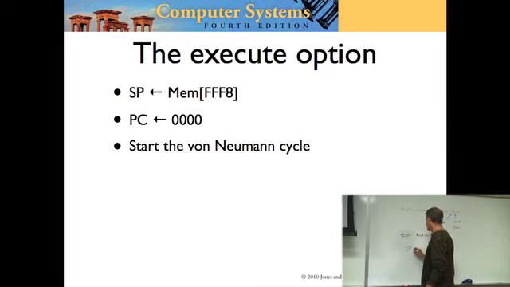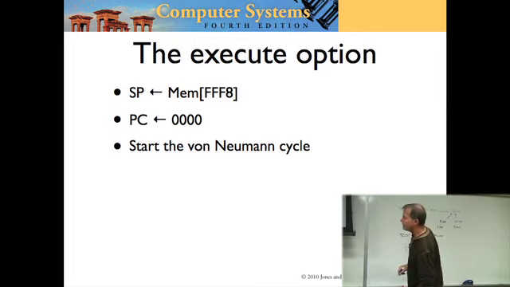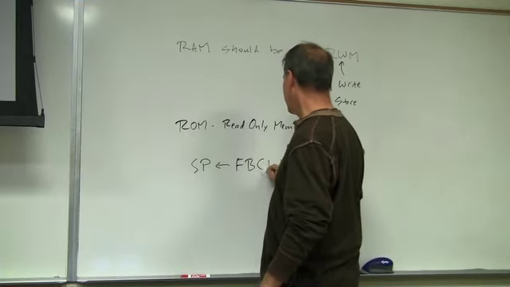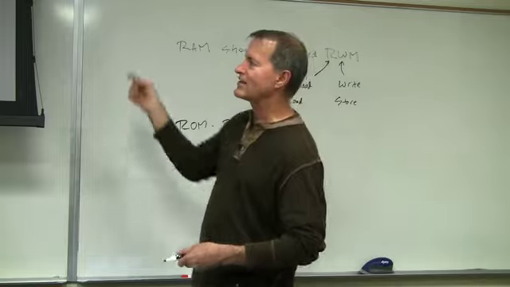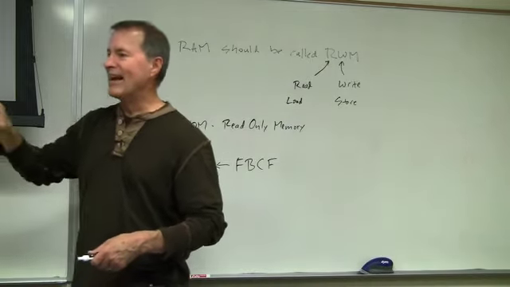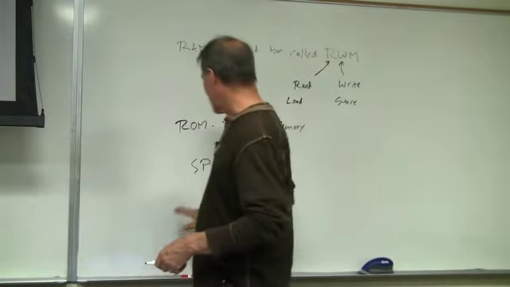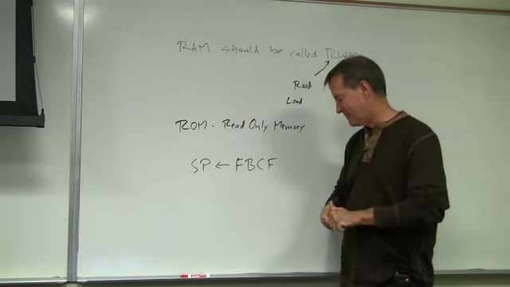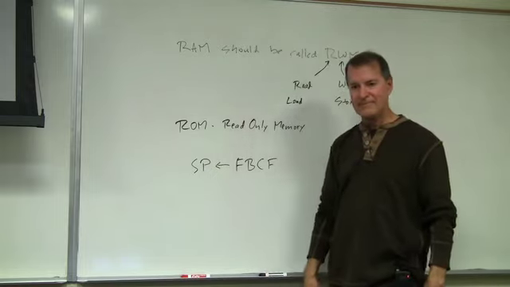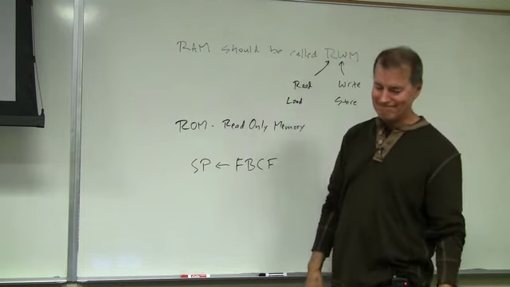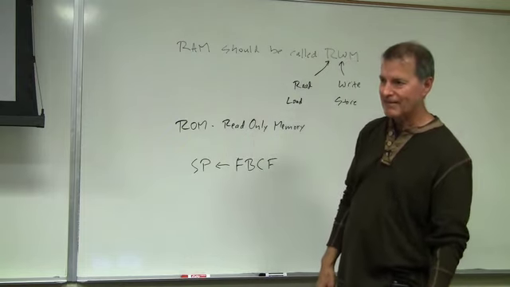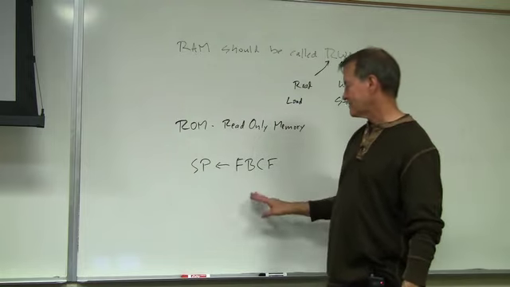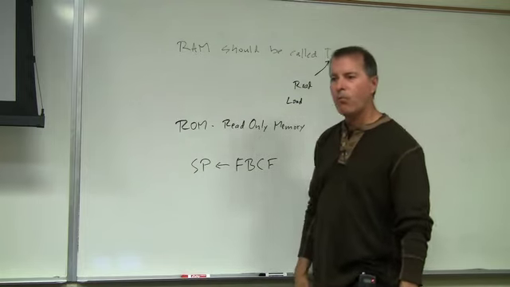SP gets FBCF. In other words, why does it go down to FFF8 and that's what it gets? Why isn't this wired into the hardware? If you have multiple programs, you might not want it to start there. It won't always start there. It's possible that it could not be FBCF. It could be somewhere else in memory. How?